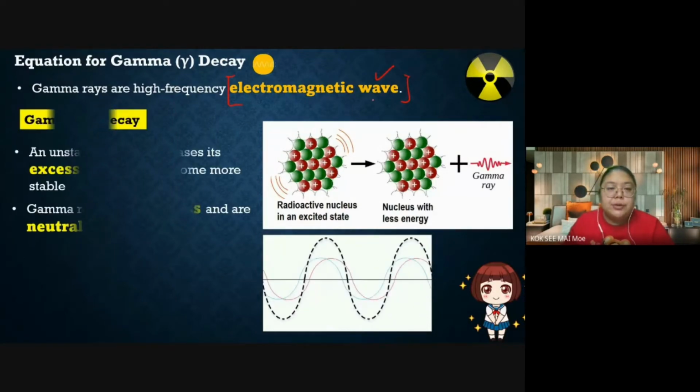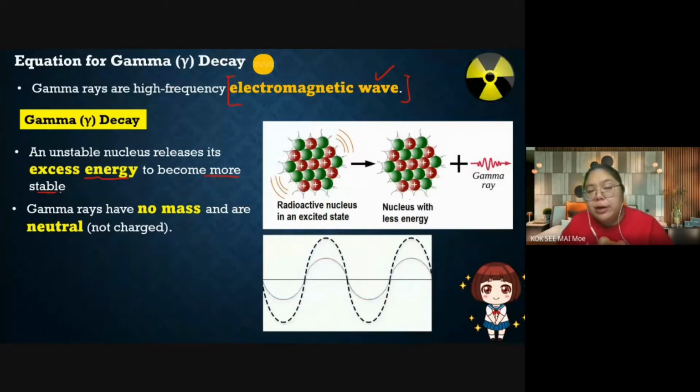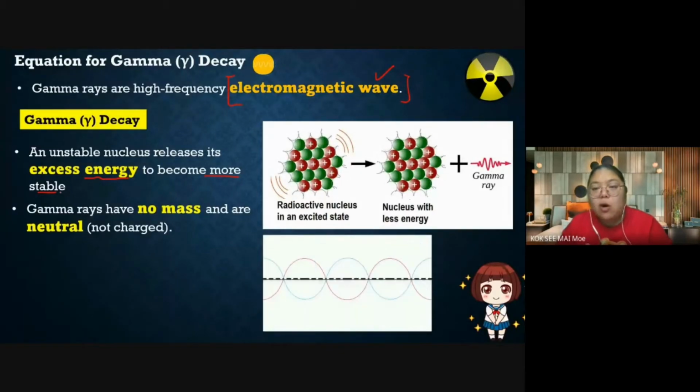So from here you can see gamma ray decay: the unstable nucleus releases excess energy to become more stable. So in gamma decay, there is no alpha and no beta, only gamma. We can only say the parent loses some energy or some mass to become the daughter, and then it produces gamma. That means there is no change in charge; they only lose mass or energy. They release more energy and become more stable.